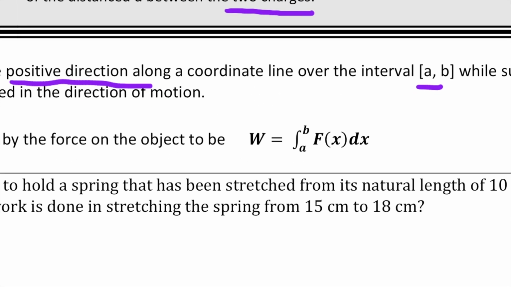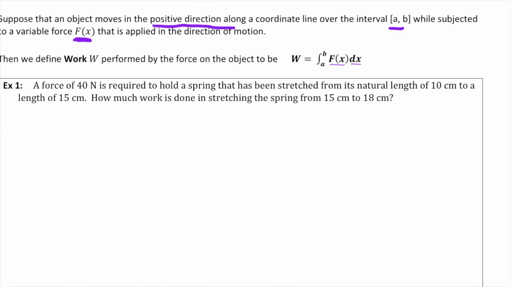So when we're looking at our problem, you want to think about what work is being measured in and what distance is being measured in, because you're going to have to set up each one of these problems. Take a moment to read your first question, and we will begin.